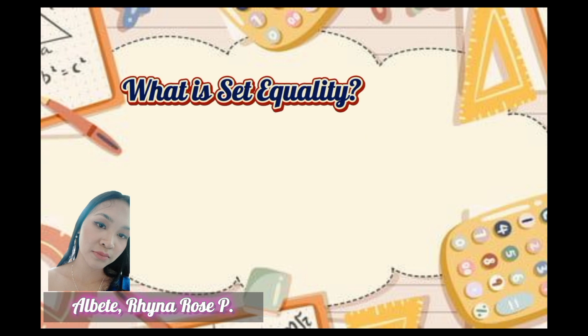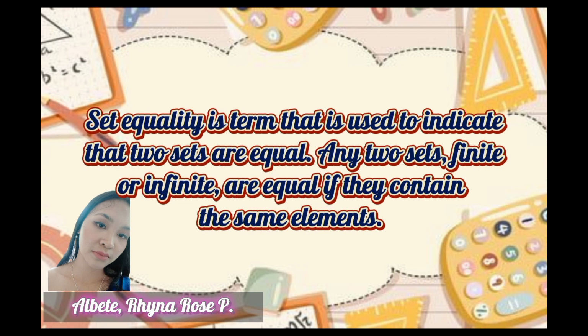What is set equality? When young maths enthusiasts dive into sets for the first time, they often ask, what is set equality? Set equality is the term used to indicate that two sets are equal. Any two sets, finite or infinite, are equal if they contain the same elements. Consider two sets A and B. These two sets are equal if and only if each element of set A also exists in set B. The order of the sets' elements does not matter as long as the elements are the same.